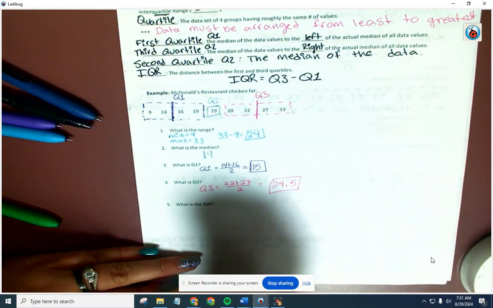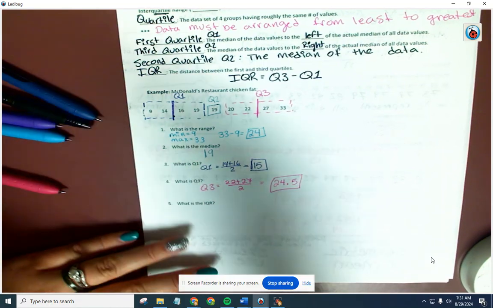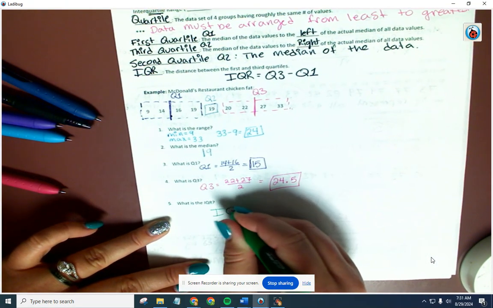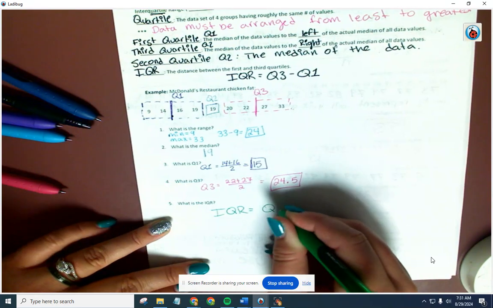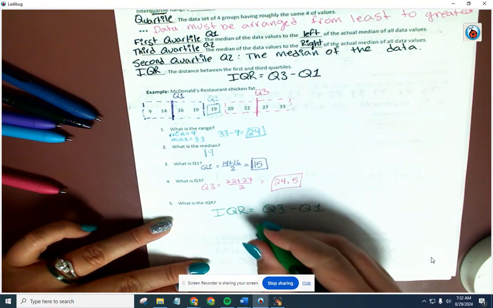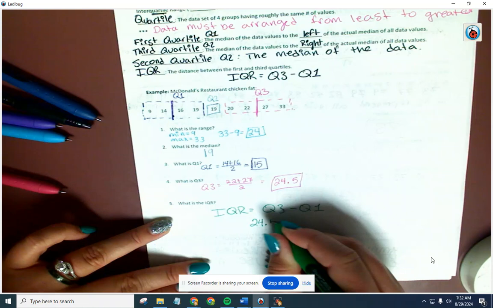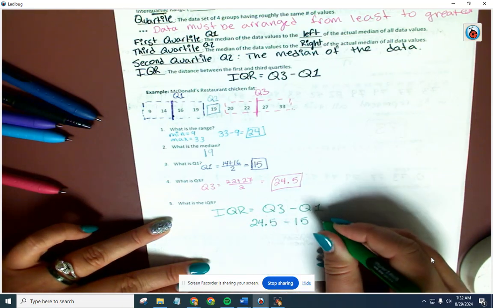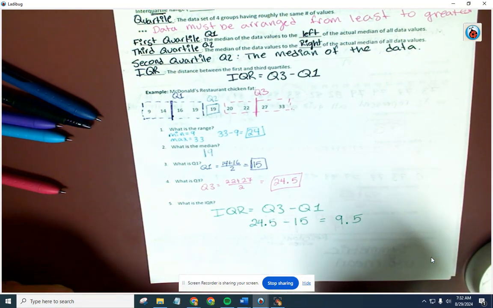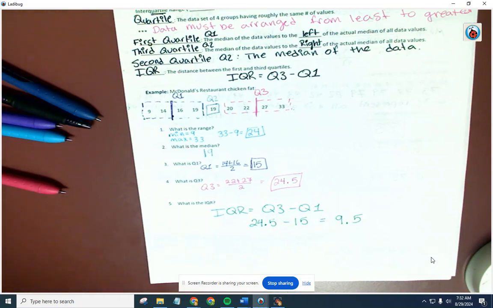Okay, and last but not least, we need to find the IQR. So for the IQR, we're going to remember that IQR is equal to Q3 minus Q1. So that will be 24.5 minus 15, which is 9.5. And that concludes 1.7 part 1.